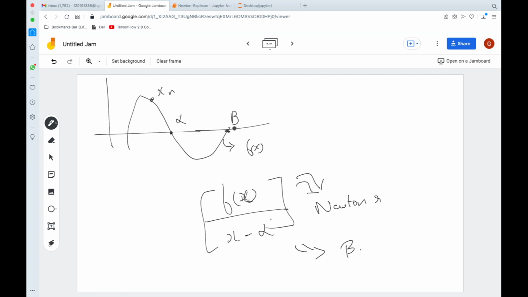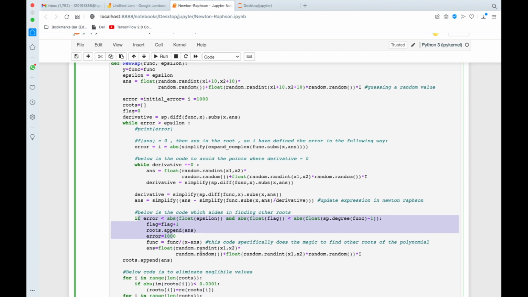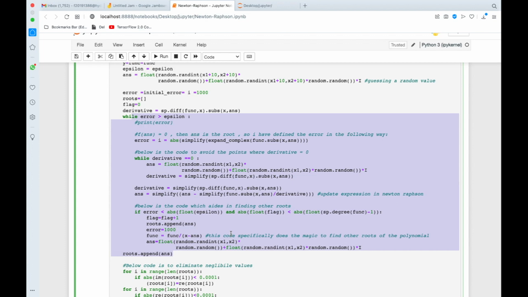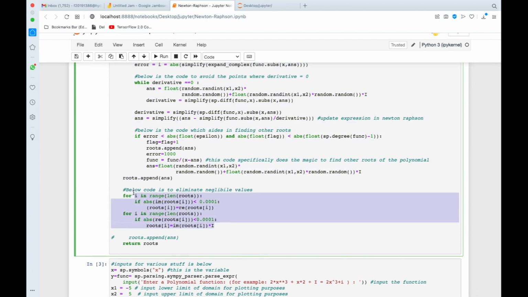Now this will give us beta, the other root. So basically whenever I find a root, I divide the function by the root and increase the value of the error until I find all the possible roots. Okay. Yeah, this is nothing but to make the roots look good.